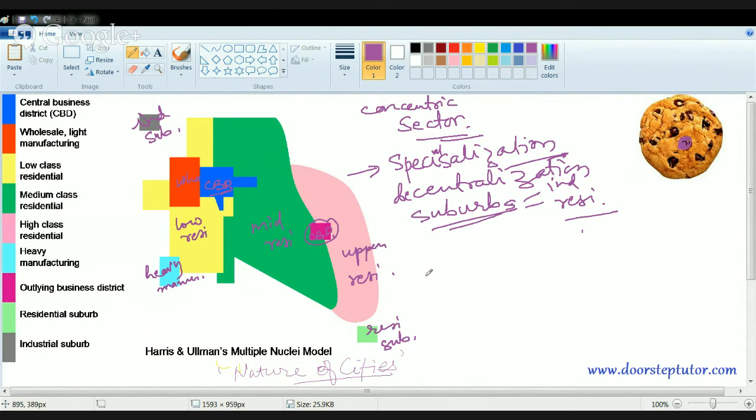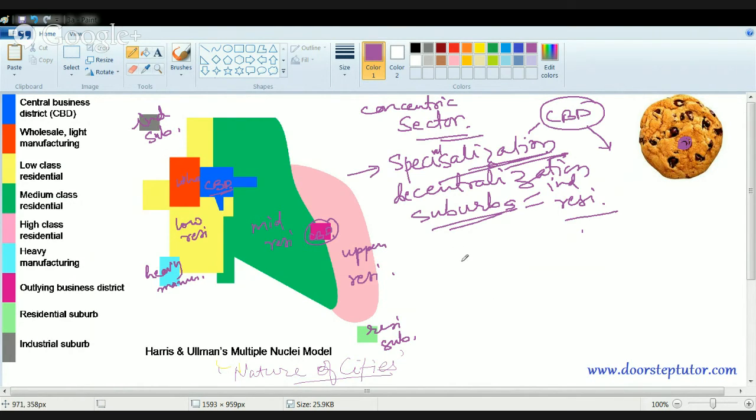Now the basic concept in this theory was that since there are more and more cars, more and more vehicles, more and more transportation facilities, people try to focus on specialization because they are not bothered about the distance they have to commute. So they do not want things to be near the CBD. They are happy even if they are outside the core business district.